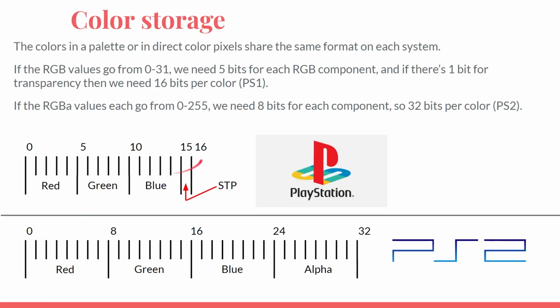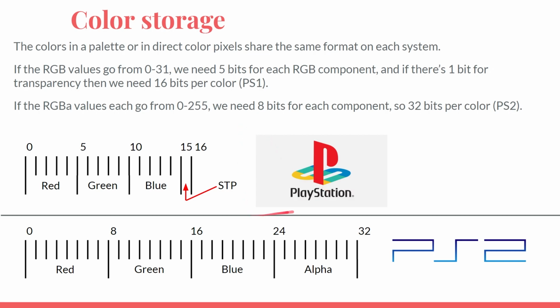A very important detail is that the colors in a color palette and the pixels in a direct color image share the same format for each system. So that means for PS1, they are the same, and for PS2, they are the same. But they're distinct from each other. PS1 is distinct from PS2.